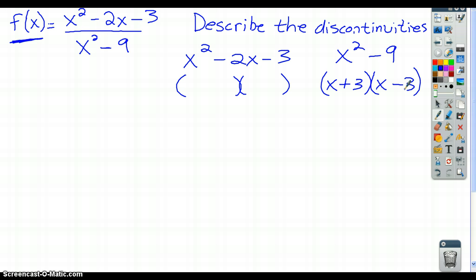In the numerator, I have x and x, and this makes it better, so the only factors of 3 are 3 and 1. And they need to add, so 3x and 1x need to add or subtract with each other to make negative 2. So I know that the 3 has to be the negative one, and then the 1 has to be positive. And just to check, negative 3 times the positive 1 is a negative 3. So that works out.